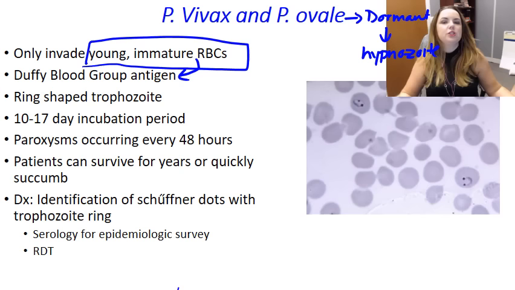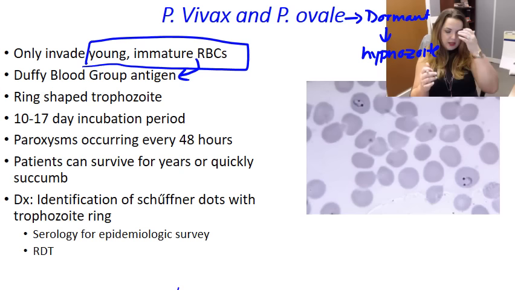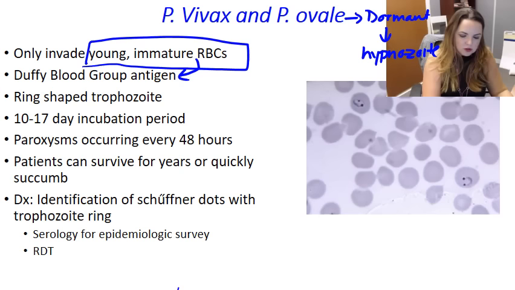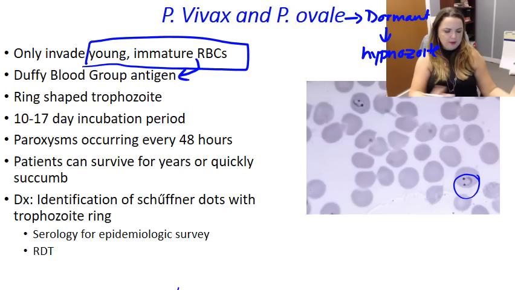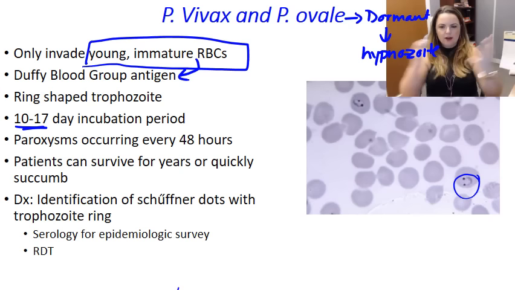Infections by P. vivax are shown as enlarged erythrocytes with numerous pink granules or Schuffner dots. And once again, the trophozoite stage is ring shaped. So that's what I'm showing here. Clinical syndrome. So this one has a little bit longer incubation period, 10 to 17 days, as opposed to 7 to 10, which we talked about with P. falciparum. You're then going to get a sudden onset of flu-like symptoms.